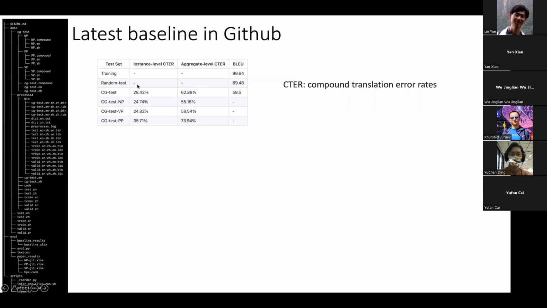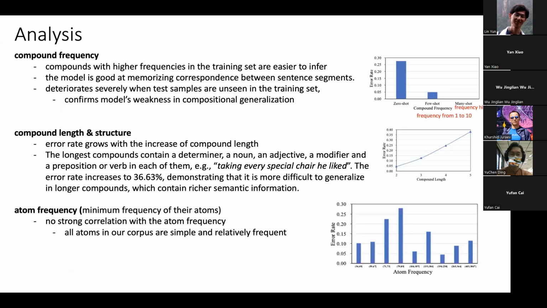And on their GitHub page, they have the updated data. They say the data in the paper is not the latest. So you can see an ACL paper does not need to be a technical paper, right? They just need to review some problems. Okay, let's move on. Then the last part, they have heavy analysis on the syntactic side. For example, they analyze several factors like compound frequency. They say compounds with higher frequency in the training set are easier to infer.